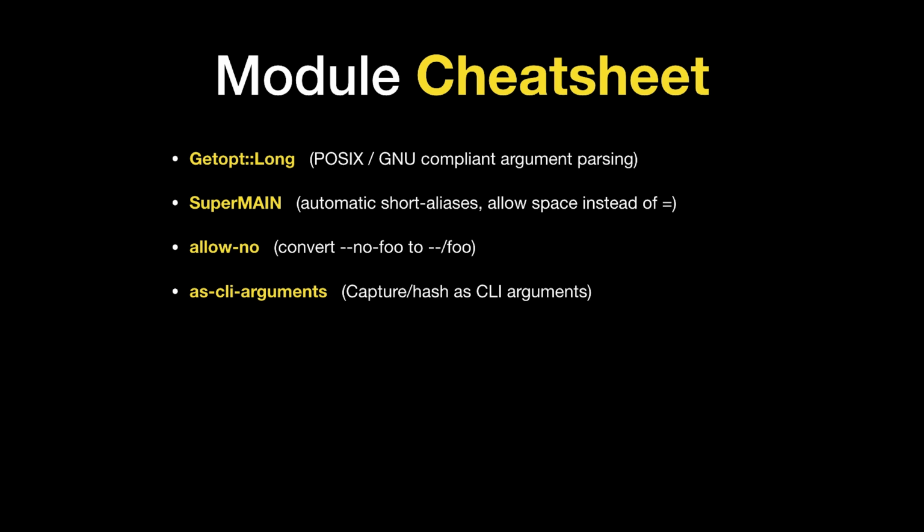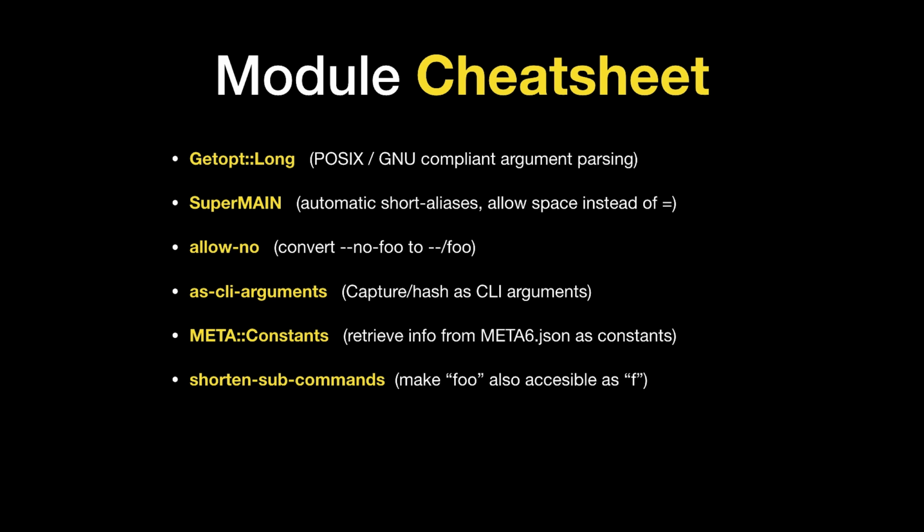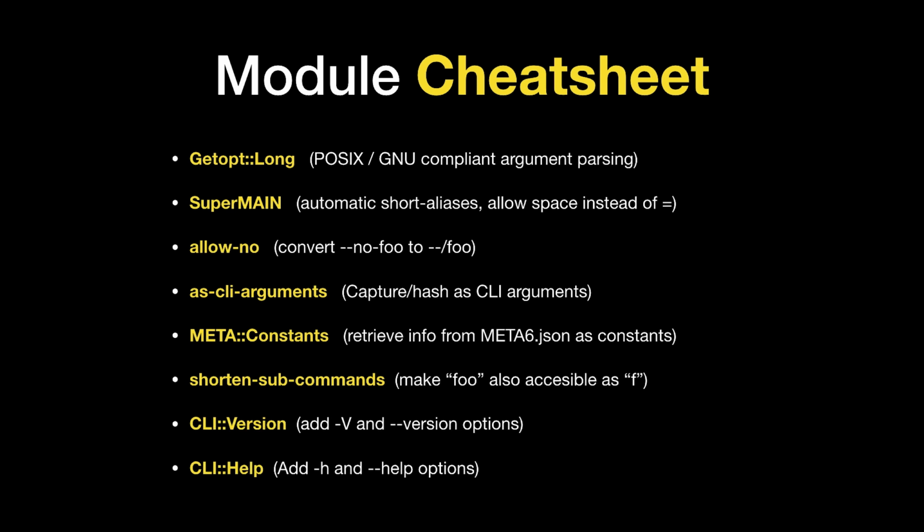As-cli-arguments, you can actually show the capture or a hash as command line arguments. Meta constants obtains information from the meta file and exports them as constants for you. Shorten-sub-commands make foo accessible as f if you have subcommands in your script. CLI version for adding version information, and CLI help for getting extended help features available to you.